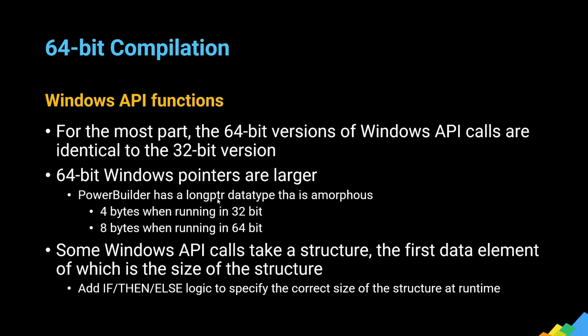So when you're calling a Windows API function that takes a CB parameter, you probably have the size in there right now of the 32-bit structure. What you need to do is figure out what the size of the 64-bit structure is, and then add that if-then-else logic that says, if I'm under 32-bit, pass the original value, but if I'm under 64-bit, pass this new updated value that's the 64-bit size of that structure.